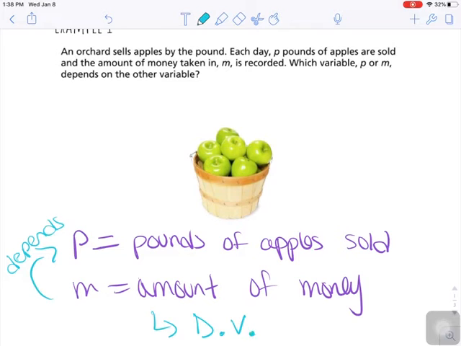You can think about how much money you get, whether you get $10 or $15 or $150, that money all depends on how many apples you actually sell. So you have to sell more apples to make more money. So that's why that would be the dependent variable. And P, how many we actually sell, this is our independent. The amount of apples we sell changes the amount of money we earn.